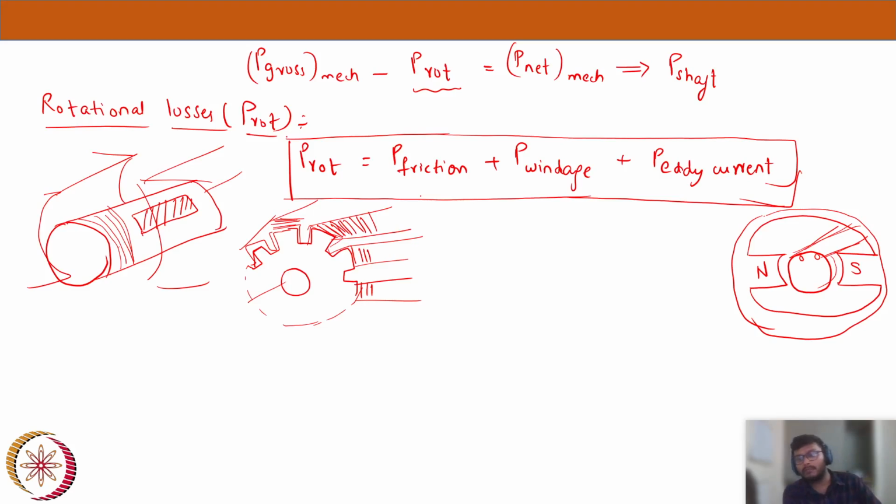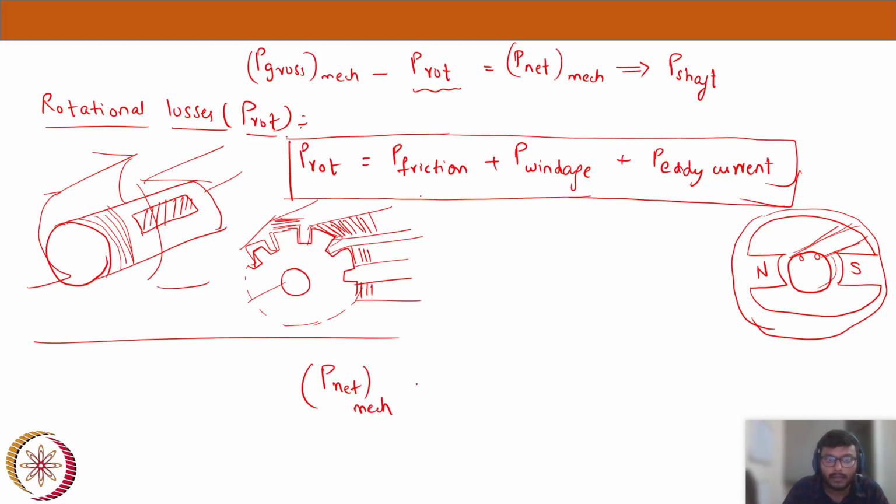If you see the rotor of any machine, you will see thin laminations stacked together and tightly packed, such that you get a core. That's the reason to laminate the core of a machine: to reduce the eddy current path so that you can minimize eddy current losses. Now we came to know the net mechanical power. When we subtract this, what remains is the shaft power, or we can also call it load power.